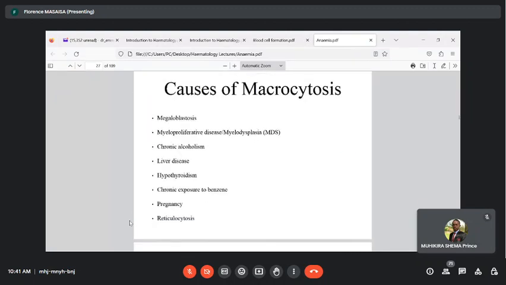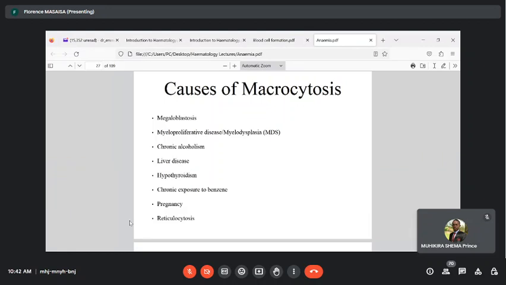So the cause of macrocytic anemia, meaning that now the cells are larger compared to the normal ones. The MCV is normally between 80 to 100. Now you find an MCV of 120. So what are the causes? We have megaloblastic anemia. We have myeloproliferative disorder or myelodysplasia.